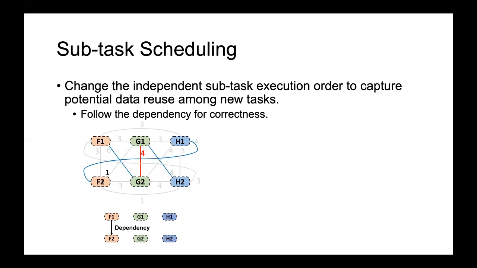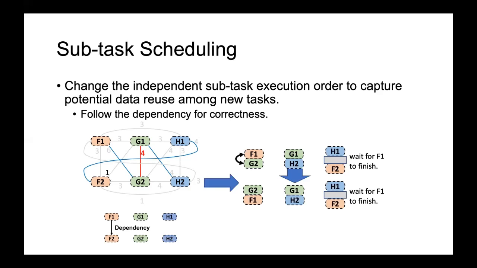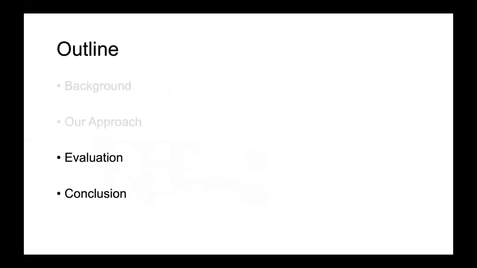If we want to capture this data reuse, we want to execute G1 and G2 close in space and also close in time. For that purpose, we reorder the execution order of F1 and G2 in the first task, such that G1 and G2 are now executing close in time. And remember that the synchronization primitive is inserted in the third newly generated task because there is a dependency between F1 and F2. So those are the four complementary steps of our approach.